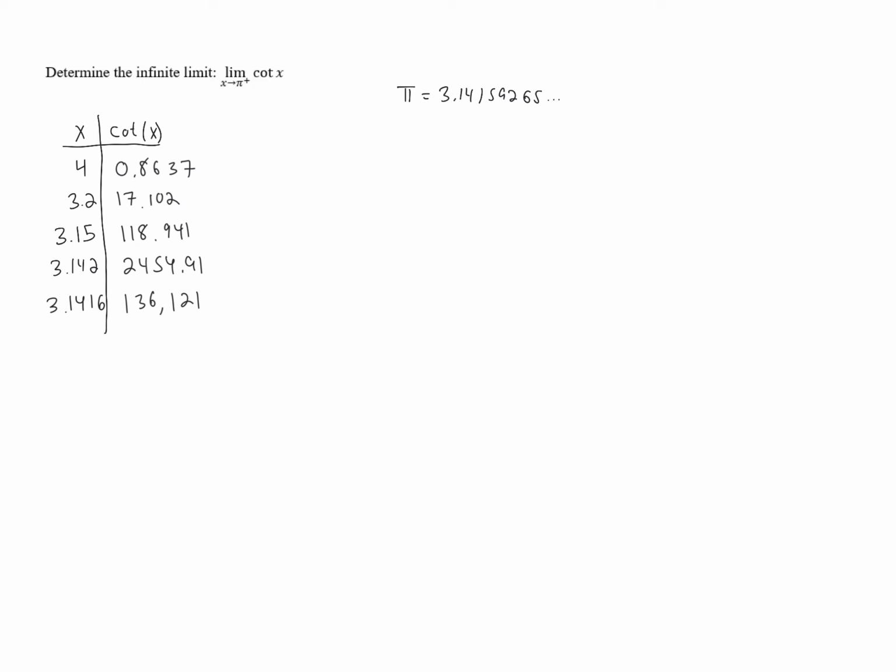136,121. What is happening to our function values as we pick x values closer and closer to pi? They are getting larger and larger and larger, arbitrarily large, in fact. We're growing by a whole digit basically every time we do this, and so the limit is going to be positive infinity because we are growing larger and larger, in fact, arbitrarily larger in the positive direction.